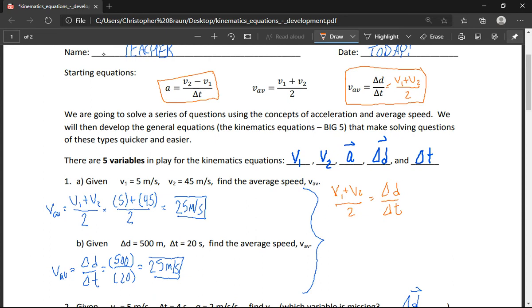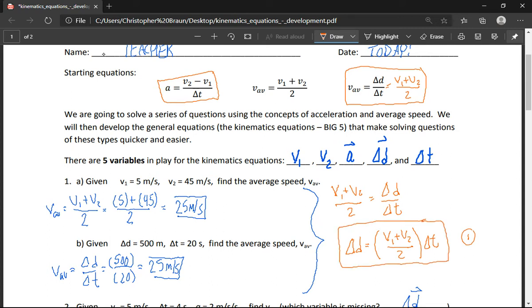Since the average speed and average speed are the same, you can just equate the two of them, and that's what you get. And how physicists like to write this is they multiply by delta t, and they get delta d all by itself. And so they write it like this, times time. That is the first kinematics equation right there.